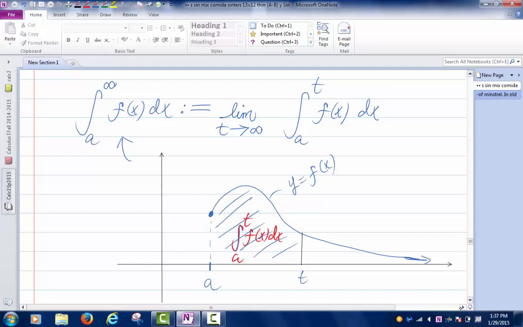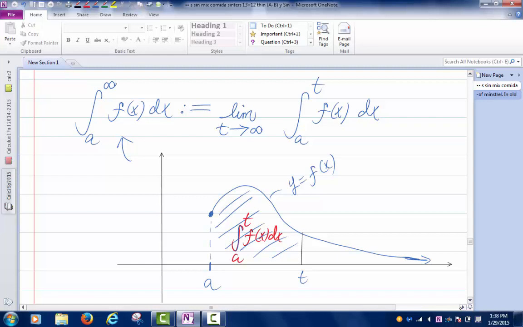Now, as t goes to infinity, this limit is going to compute what? As t goes to infinity, the limit is trying to compute the area below the graph of f from a to infinity, right? So that's what this improper integral is computing. This improper integral is computing the area below the graph of f above the interval from a to infinity.